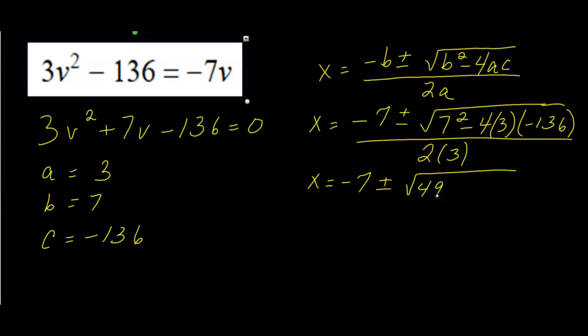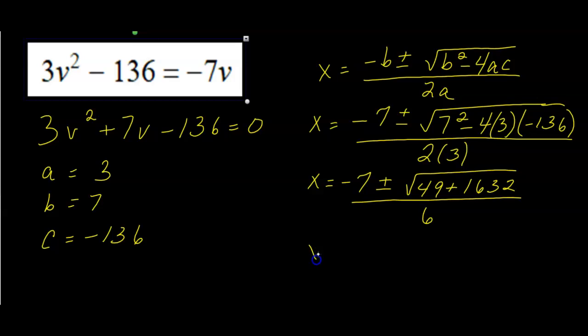Now when you punch this in your calculator, just punch it in as negative 4 times 3 times negative 136. And that will give you a positive 1,632. So since that's positive, you're going to just make it a plus sign. So plus 1632, all over 2 times 3, which will give me 6.